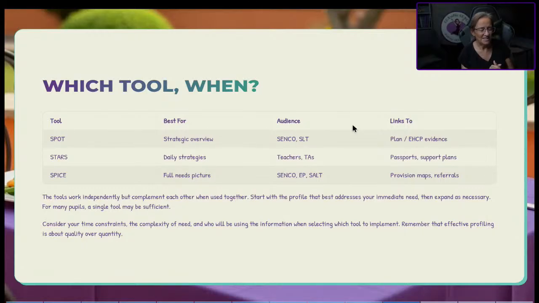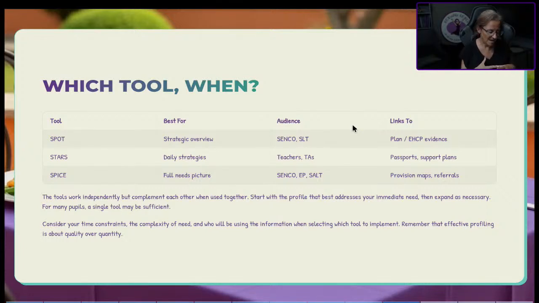So this is which tool and when, is kind of what I'm saying here. SPOT is best if you want a strategic overview, and your audience is generally you, the SLT, and it links to a plan, or it might link to some EHCP evidence if you want to take it further. STARS is good for daily strategies. What are we going to put in place to prevent this happening? That could be useful for your teachers, and your TAs, and if you want to link it to terminology you might already be using, they're your passports and your support plans. It feeds into those if you want to use those instead.